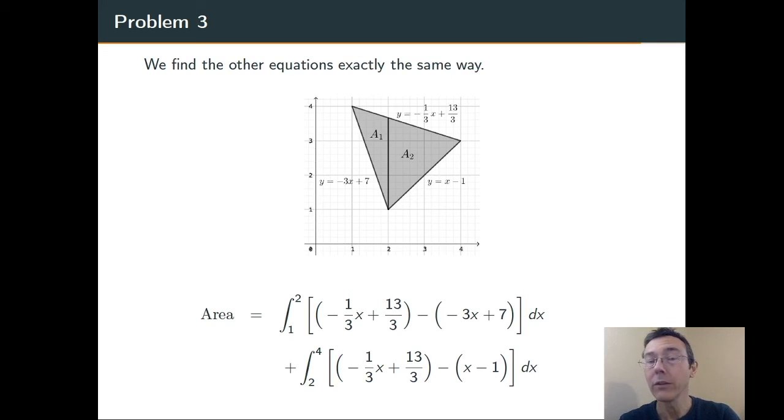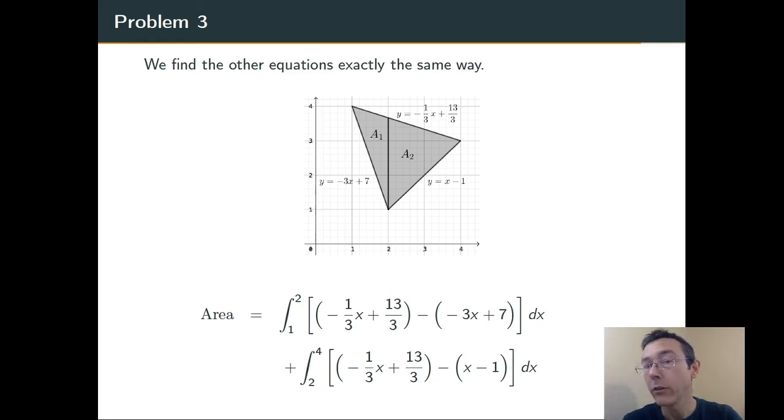We can get the equations for the other two lines in exactly the same way. That left curve is y equals -3x plus 7, and the curve on the right is y equals x minus 1. So, two integrals for A1 and A2 respectively.